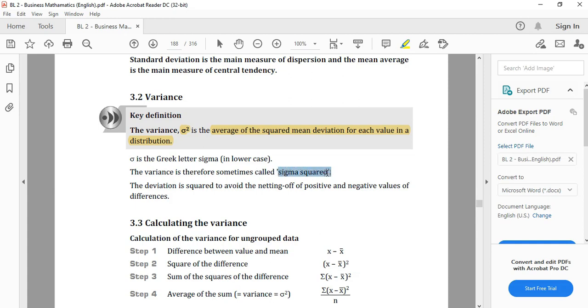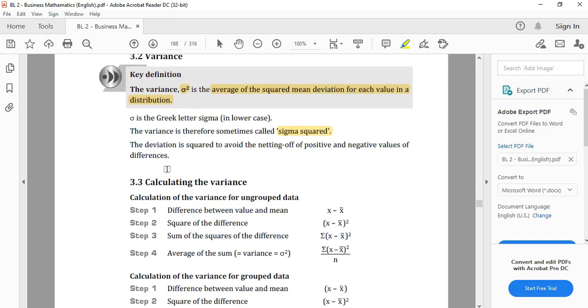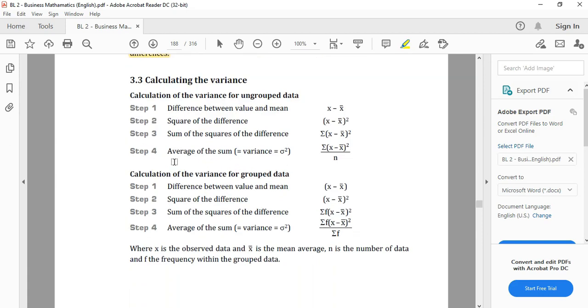And also it's called sigma squared. The deviation is squared to avoid the netting off of positive and negative values of differences. Okay, let's see what it is. They've told how to calculate the variance for ungrouped data and grouped data.